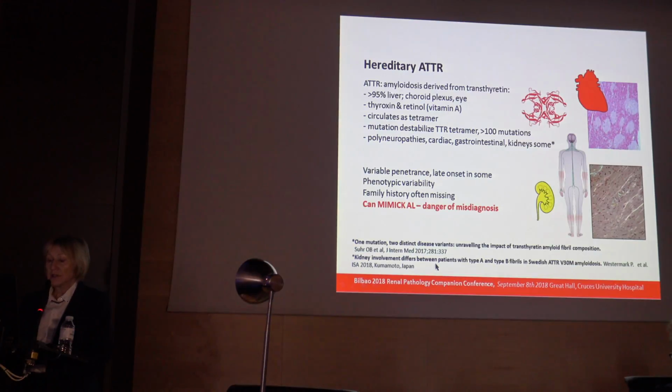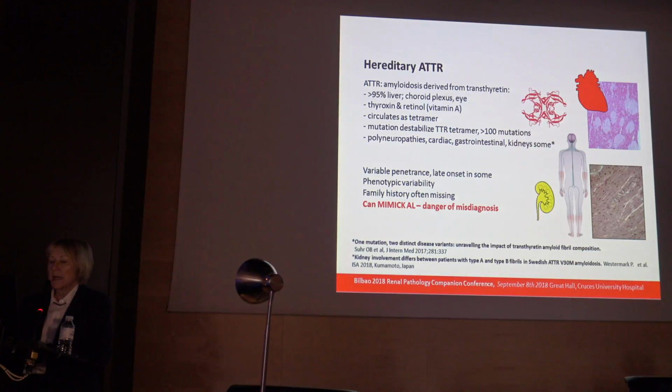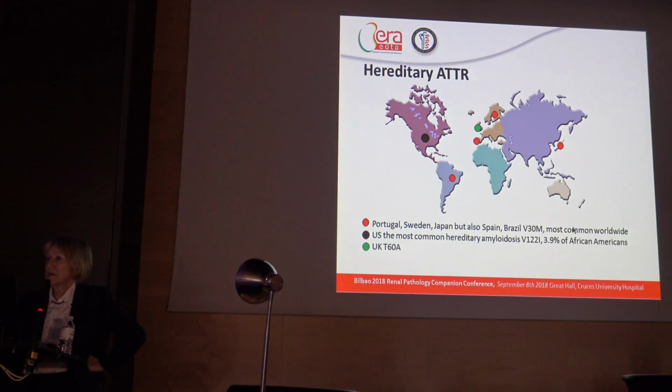Okay, and interestingly, this is a reference, even within the same mutation, there are phenotypic differences, for example, in patients from Portugal versus patients from northern Sweden, and even from the same geographic area, depending on the fibril making up amyloid, their phenotype may be different. Importantly, penetrance is highly variable, such that many patients develop symptoms late in their life, and hence family history is often missing, and again can mimic light chain amyloidosis, and there is danger of misdiagnosis.